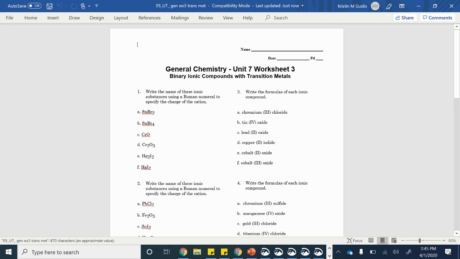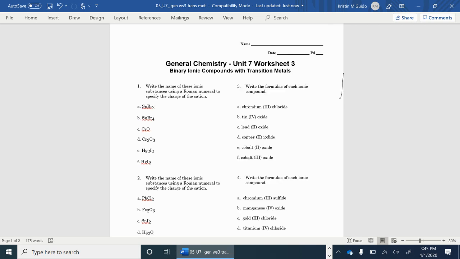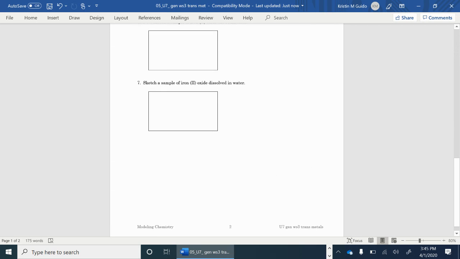The whole thing is transition metals. I was thinking some of it was binary. For 1 and 2, you're just going from the formula to the name, and then 3 and 4, you're going from the name to the formula. So get those done and then submit those into Canvas.